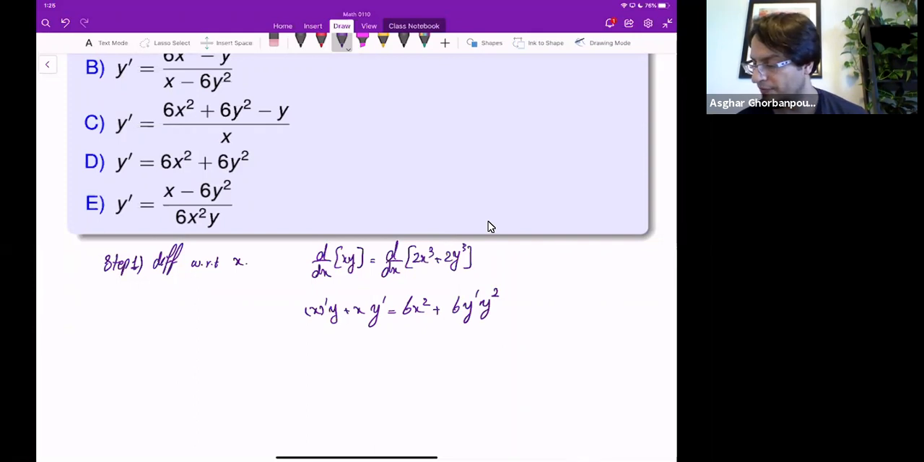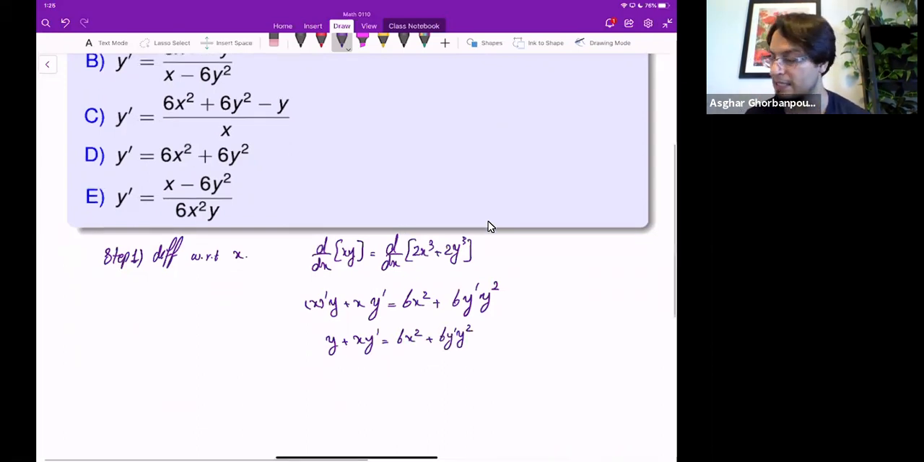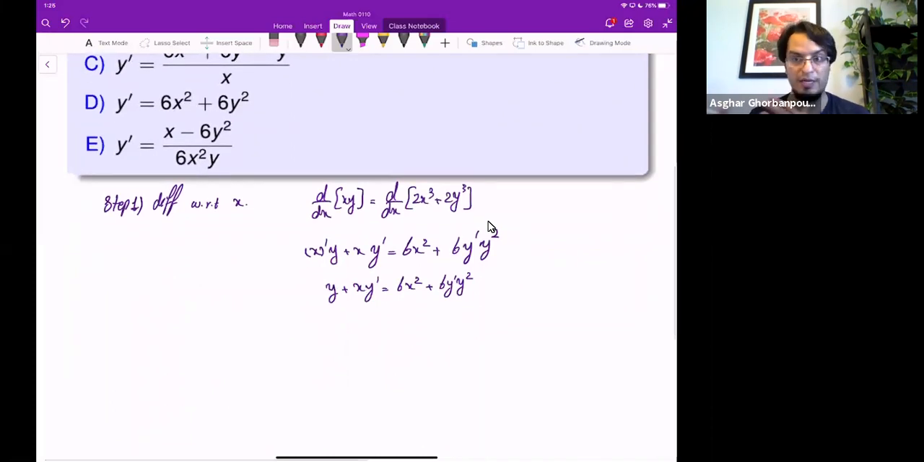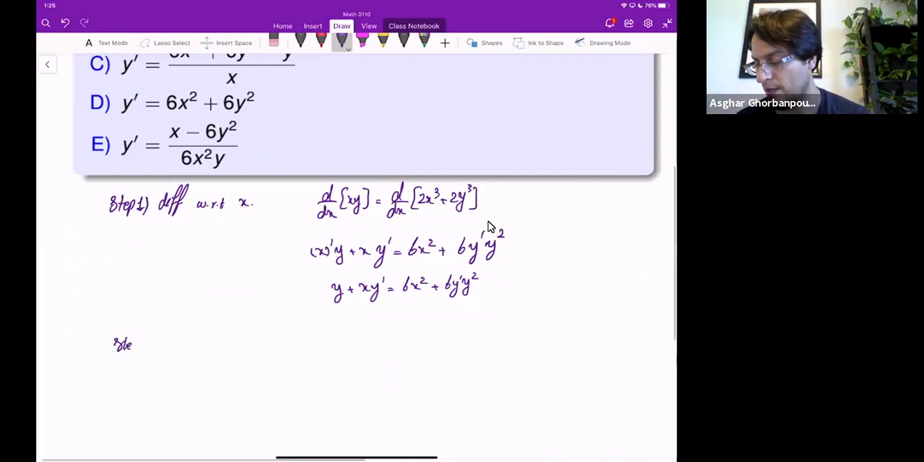Let me do the first part of this. Derivative of x, we know that it's 1, so we have y plus xy prime equals 6x squared plus 6y squared y prime. That's step 1. You differentiate. Wherever you get into terms with y, you use the chain rule. Step 2, now you have an equation for y prime.